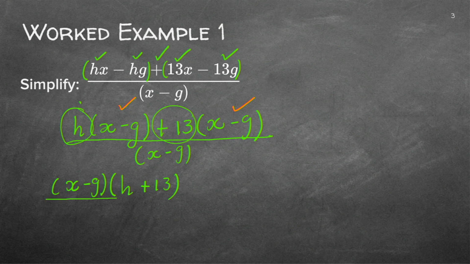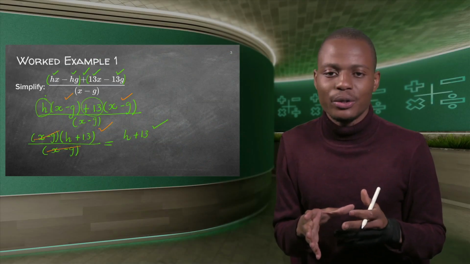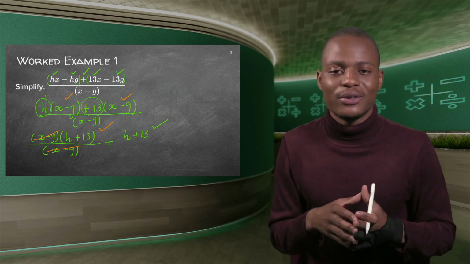And then you divide this by x minus g. If you are left with x minus g like that, you can easily look at both the numerator and the denominator and see if you have anything common, and if you do, you can simply divide or cancel it out. So x minus g divides the other x minus g, and you are left with h plus 13. h plus 13 is your answer. We have simplified that fraction using the grouping method. It's quite exciting, right?